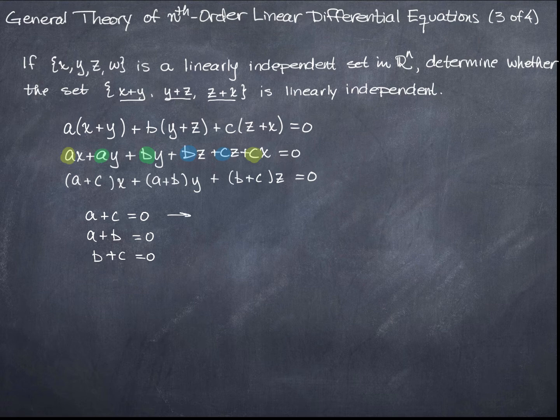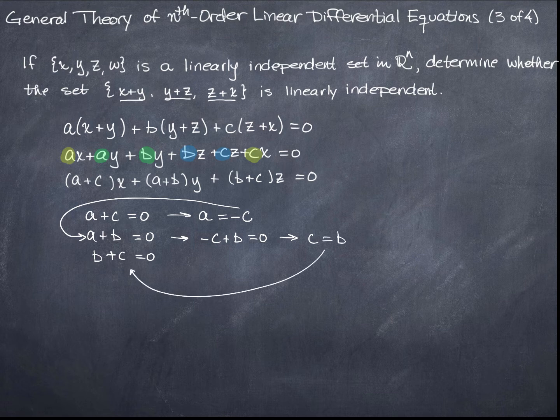And if I just take one of these and solve it for one of the variables in terms of the other, I get that. So now I can substitute negative c in for a here, and that's going to give me negative c plus b equals 0, which tells me that c equals b. And if c equals b, that gives me 2c equals 0, in which case c has to be equal to 0. Well, if c is equal to 0, then guess what? b is also equal to 0.